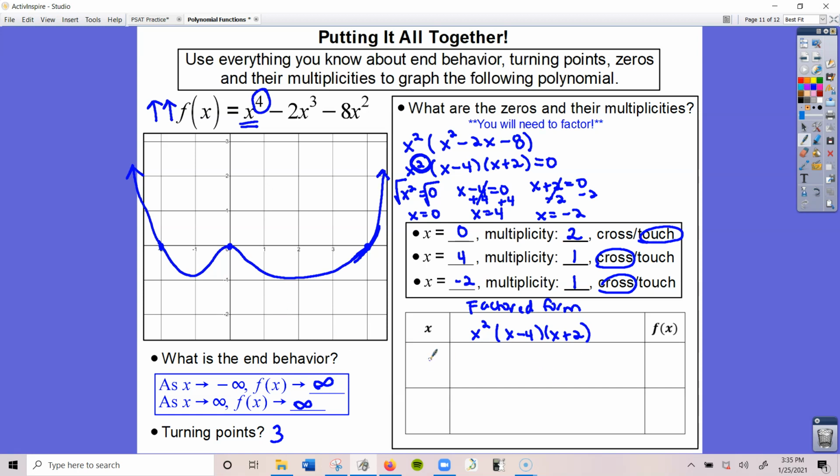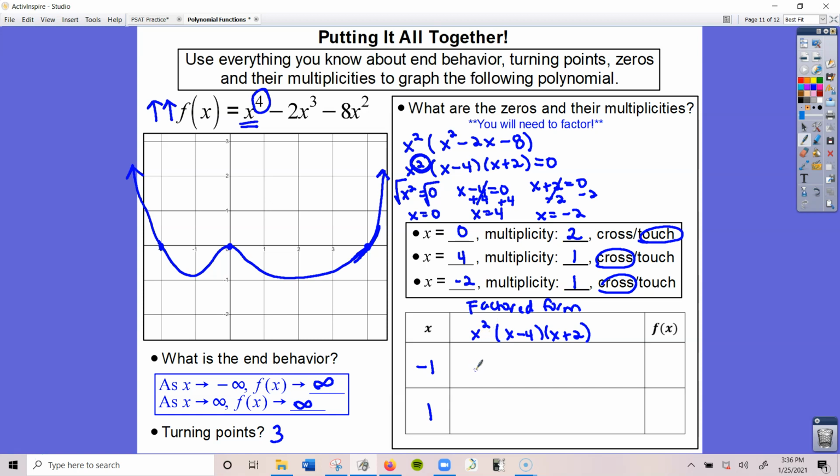Now we would choose x values in between the intercepts. So between -2 and 0, we'll use -1. And between 0 and 4, we'll just use 1. And now we plug it in.